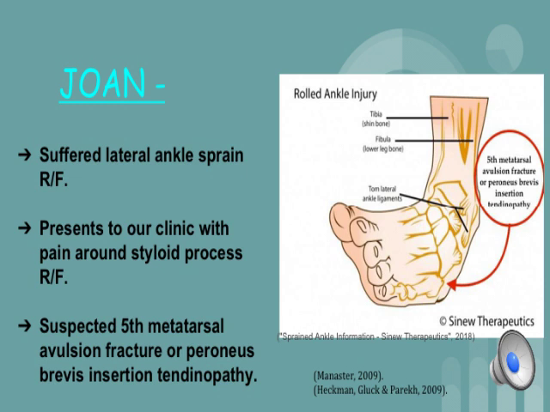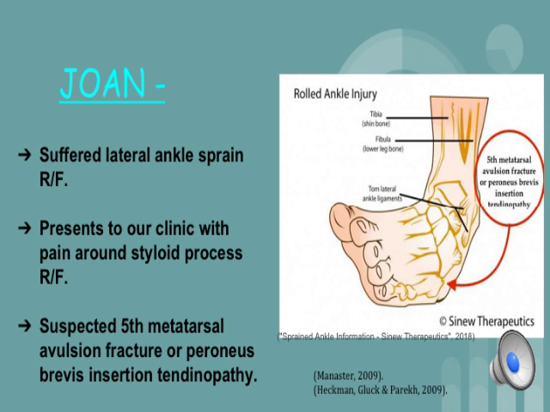Joan is a very active individual who plays footy, cricket, basketball and tennis. Joan presents to our clinic with pain around the styloid process of her right foot after suffering a lateral ankle sprain. After questioning Joan as to the nature of the injury she sustained and performing multiple muscle and biomechanical assessments of her feet, we arrived at two differential diagnoses. We suspect Joan has suffered either a fifth metatarsal avulsion fracture or peroneus brevis insertion tendinopathy.